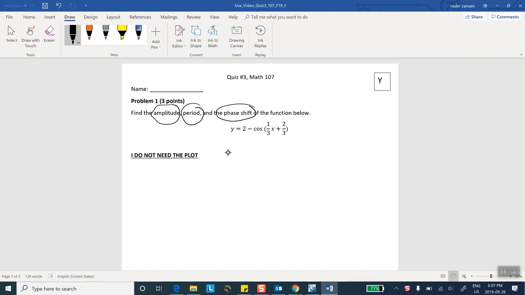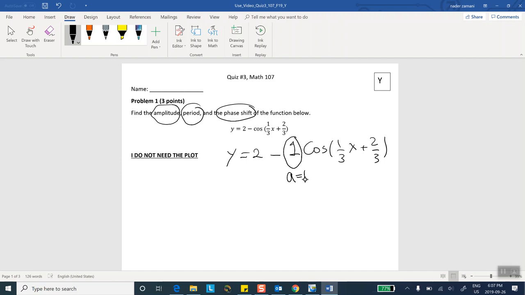So if you wrote this thing as y equal to 2 minus 1 times cosine of 1/3 of x plus 2/3, immediately the positive thing that's multiplied by cosine is right here. So A equal to 1.